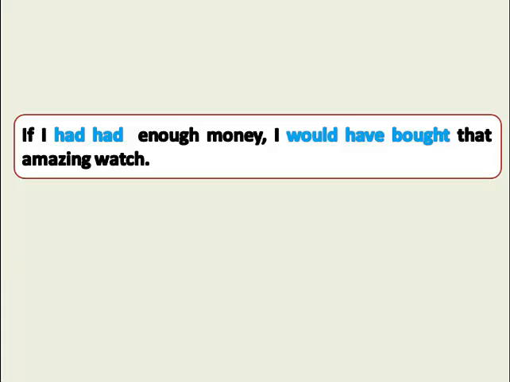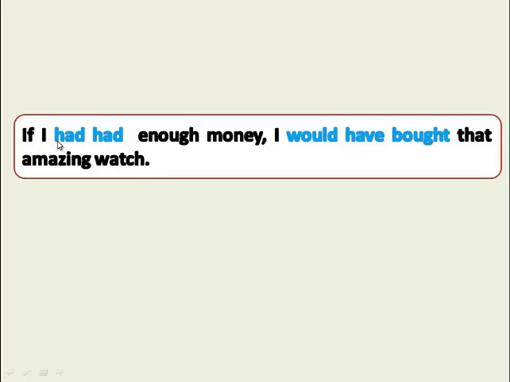Here are some more examples. If I had had enough money, I would have bought that amazing watch. Many students think that had in this sentence is just a mistake or a repetition, but it is not.